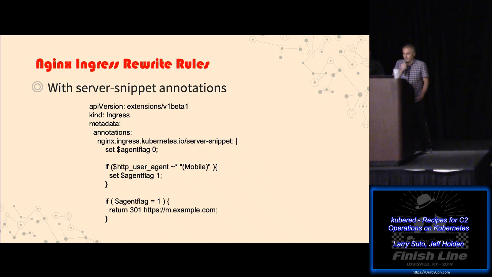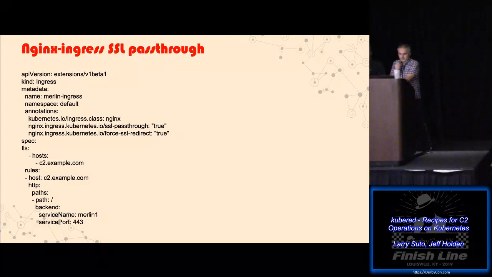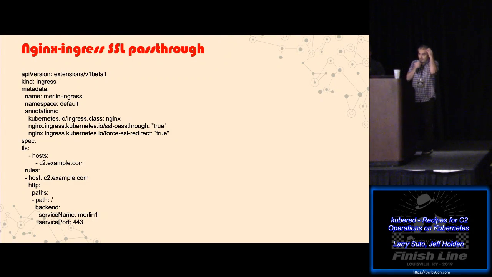Yeah, this is just another example of a rewrite rule. Just check, this is a server snippet as opposed to a configuration snippet. This just checks the user agent, and then if that's not in the user agent field, it just redirects it to a different URL.